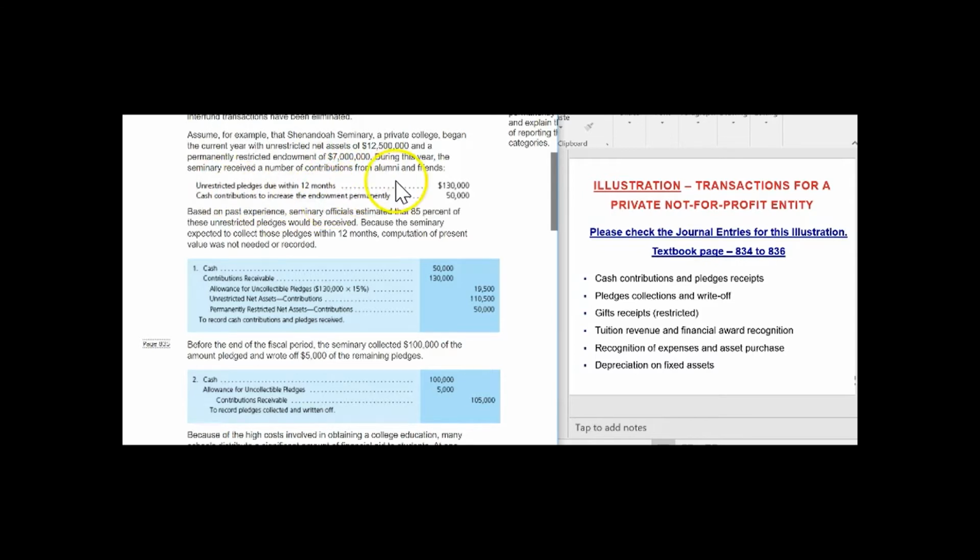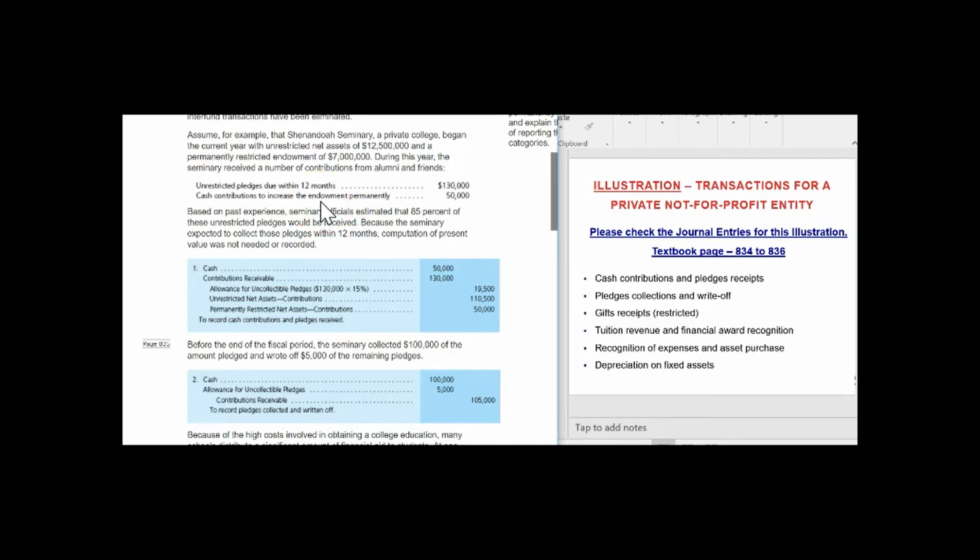Then during this year, they received a number of contributions from alumni and friends. That's what we usually do. Any private college like us usually tries to raise funds. They have $130,000, which is an unrestricted pledge. There are no restrictions, it's a broad general category, and it is collectible in 12 months. They received another $50,000 cash contribution, but it is restricted, and it should be considered against endowment. Endowment means it's permanently restricted.